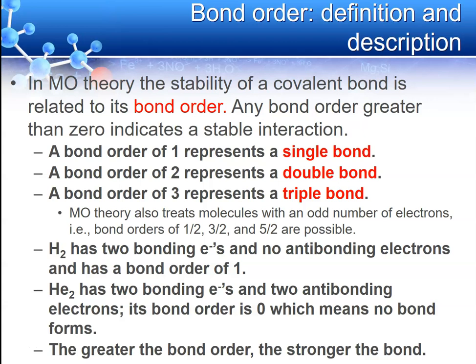Just use that equation and we can figure out the bond order. Again, the greater the bond order, the greater the strength of the interaction between those two atoms. So hydrogen had a bond order of 1, and helium, He2, did not have a bond order at all. Its bond order was 0, which means no bond forms. If the bond order is 0, no bond forms between those two atoms.